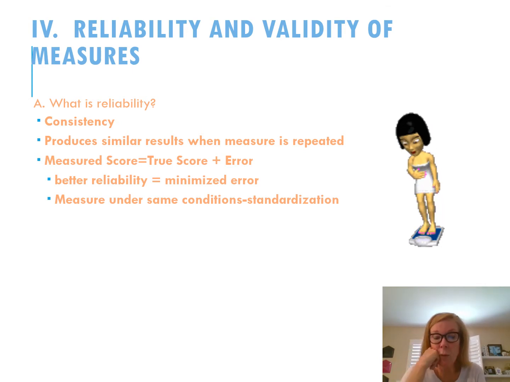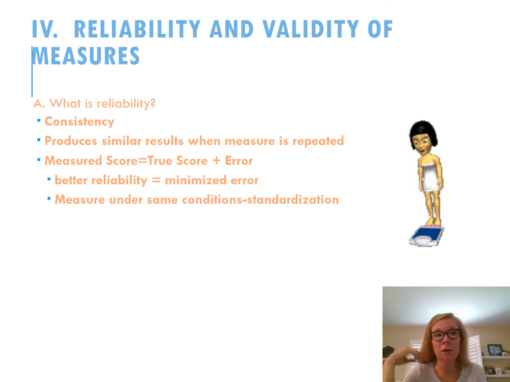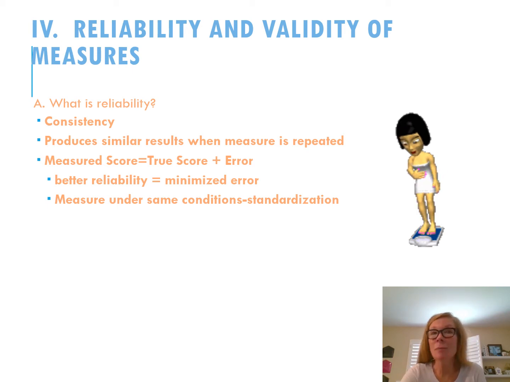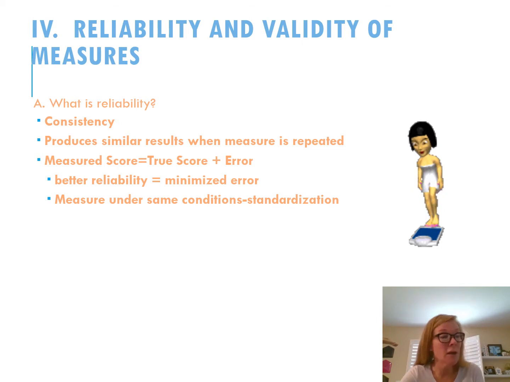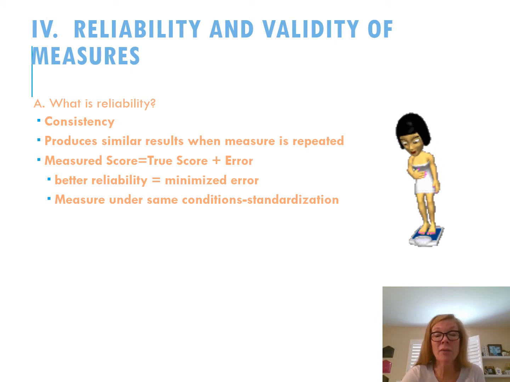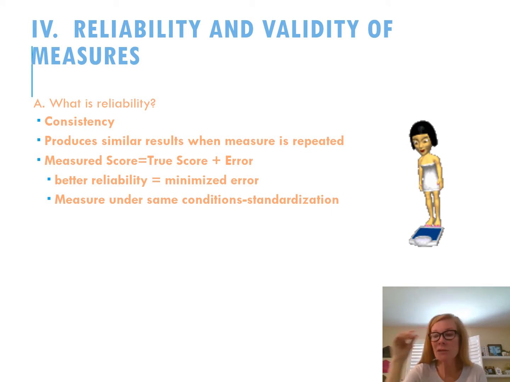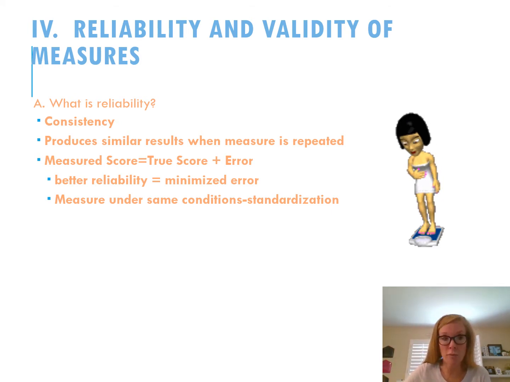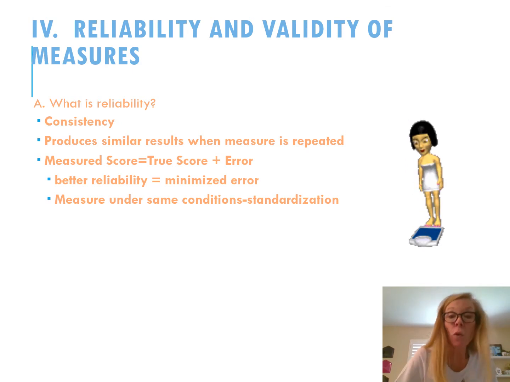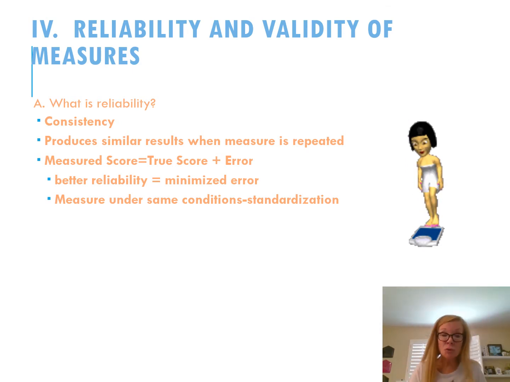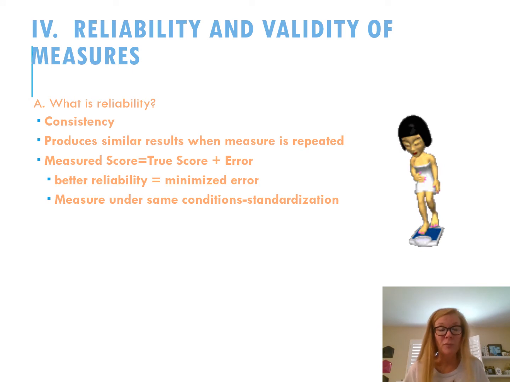Why is that? Well, if you've ever gotten on and off a scale, you probably know that sometimes when you get on it, it'll give you one measure and then you get off. Nothing has changed. You haven't moved the scale. You haven't eaten anything. You haven't changed clothes, nothing. You get back on and there is a little bit different reading there. Well, that is because every score consists of a true score plus error.